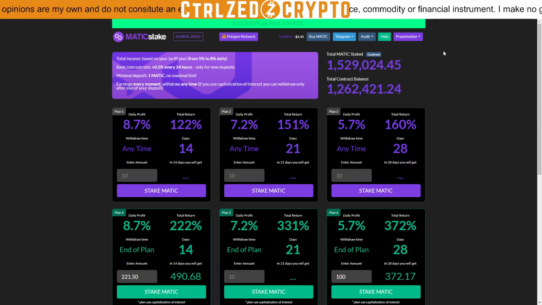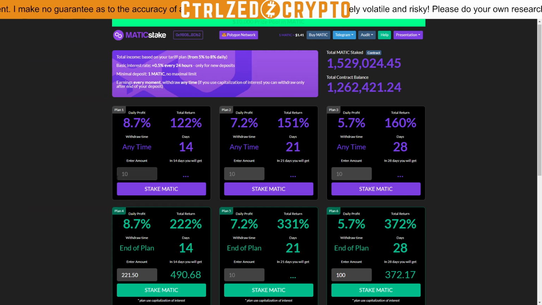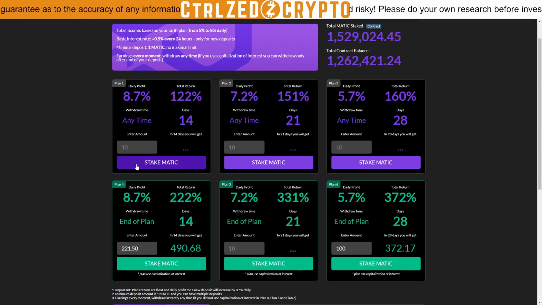Just to quickly say, this is not financial advice. Please do your own research. This is very risky. This is a brand new dApp. This is completely untested in many ways. We don't know where this is going to go, but where my model takes me is basically keep your risk low. Only go into one of these low plans. You could go into plan 4. I'm not telling you not to, but you need to get lucky, in my opinion, to get your money back.